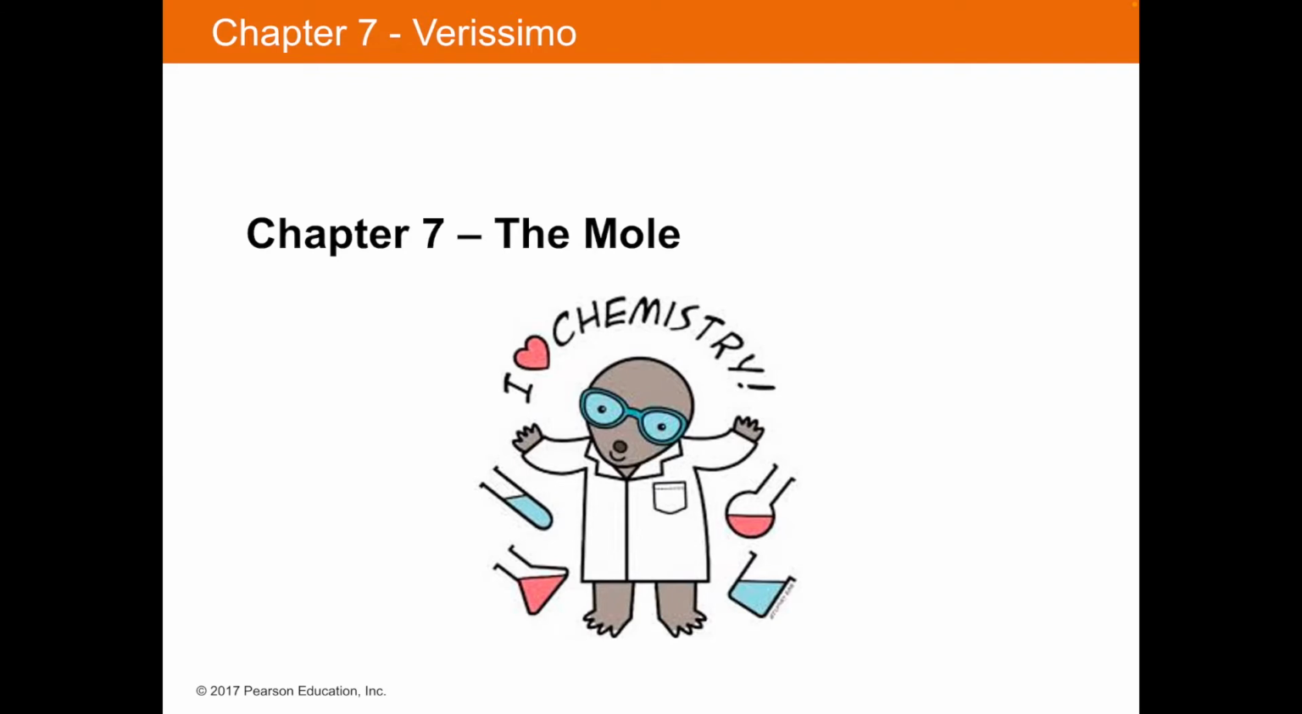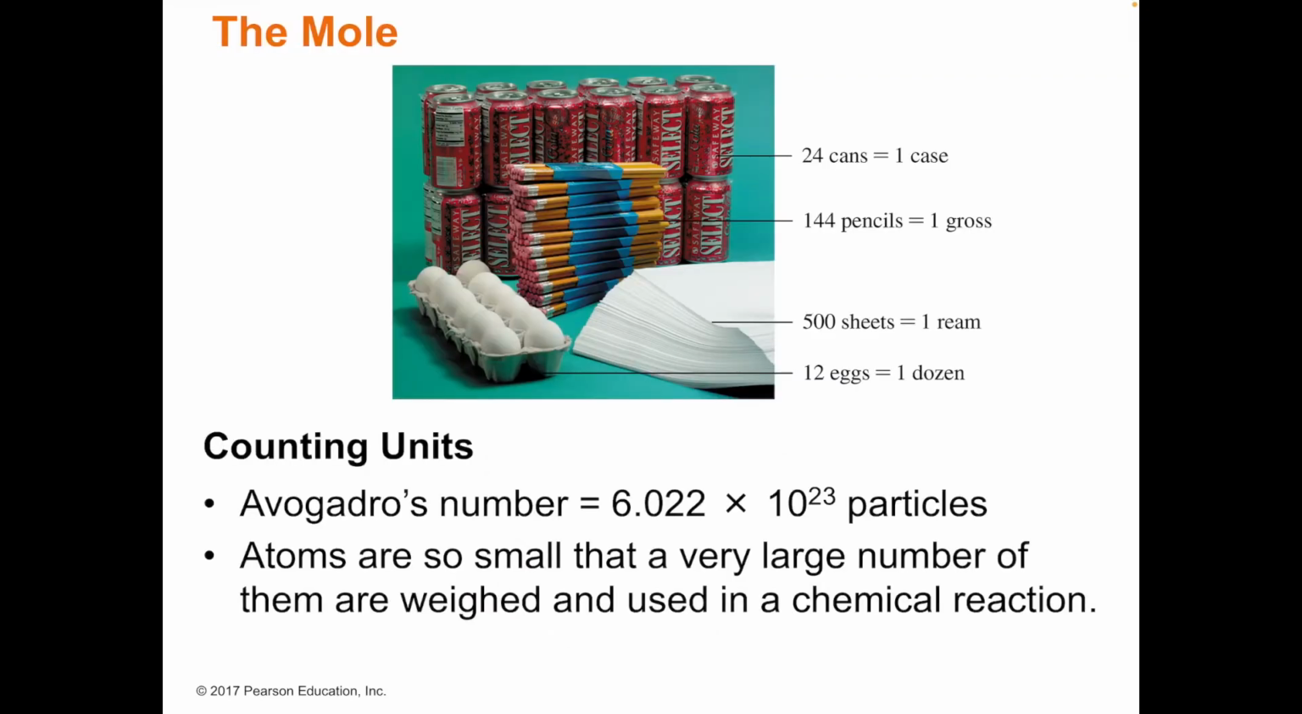Chapter 7 talks about the mole, and that's not this little guy that's in glasses here, but it's a way of counting numbers of atoms. Atoms are really small, so we can't simply count them, like 1 atom, 2 atoms, 3 atoms. Instead, we're going to use this term called the mole, which is going to count a very large number of atoms. So we already have some words that mean numbers.